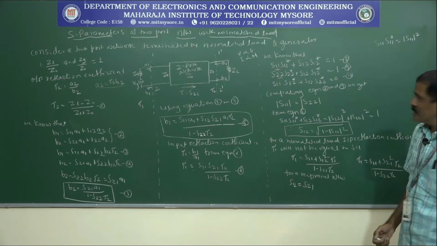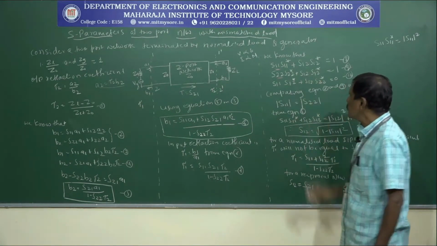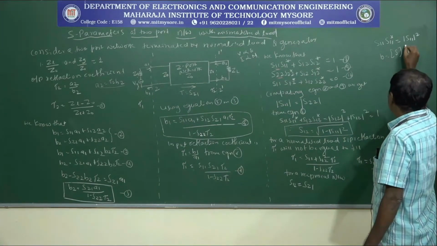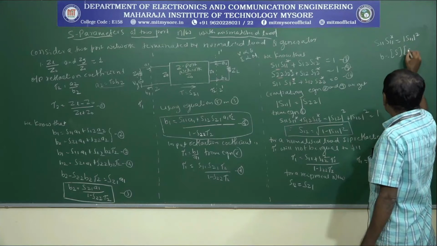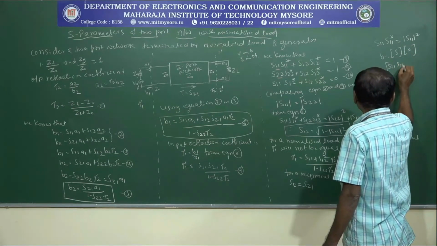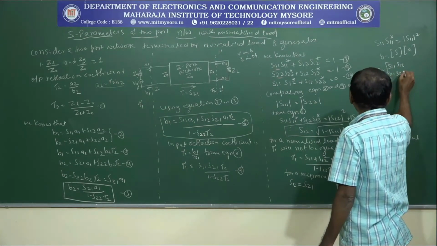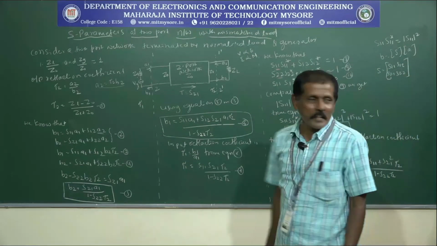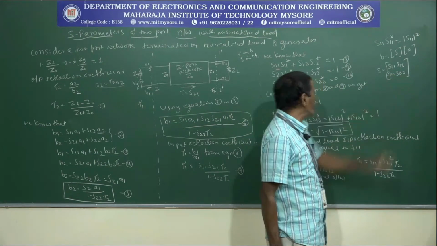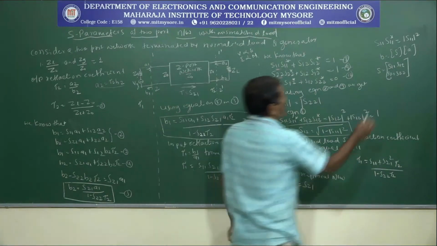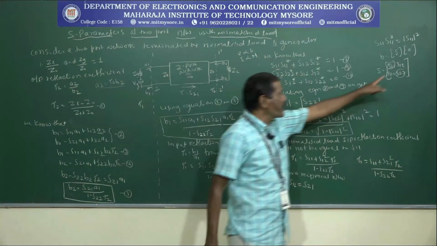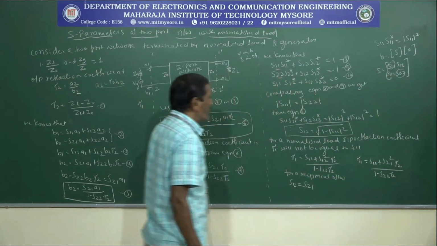Next our task is to calculate the values of S12 and S21, because you know that B equals S into A. Whatever this S is, it consists of S11, S12, S21 and S22. Now you want to calculate S11, S12, S21 and S22. Already you got this value and these values. Now we have to calculate S12 and S21.